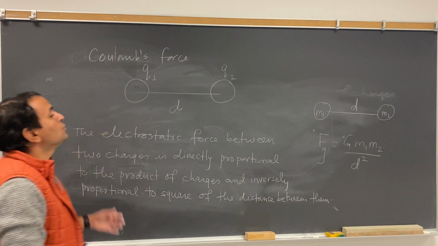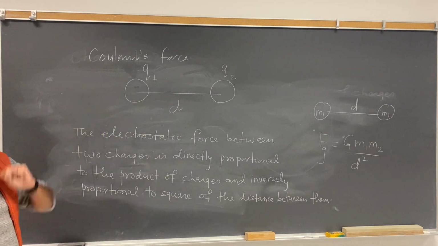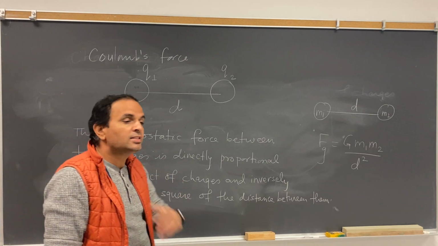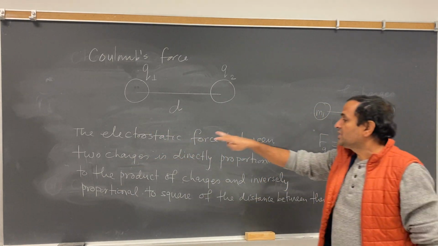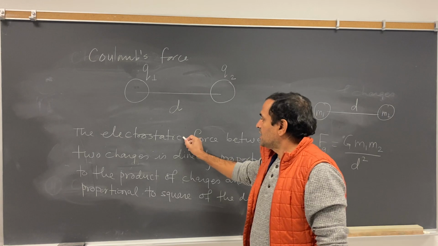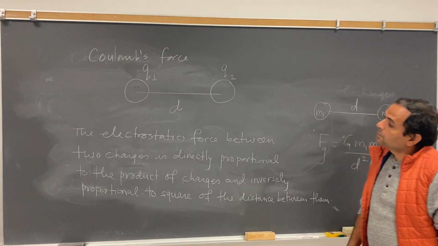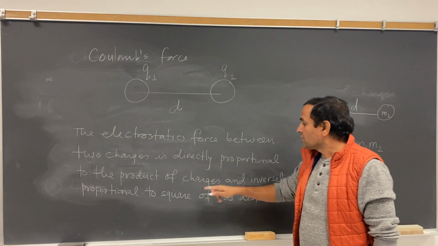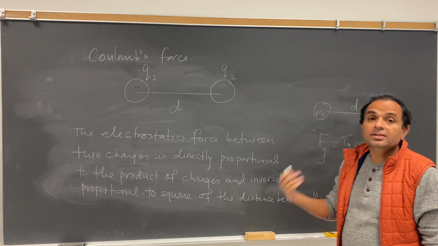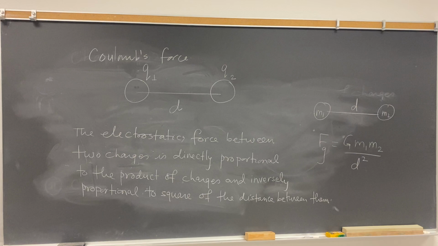This is called Coulomb's law. The force between the two charged particles is called the Coulomb force, and this law is Coulomb's law. So what is Coulomb's law? Coulomb's law says the electrostatic force between two charges is directly proportional to the product of charges and inversely proportional to the square of the distance between them.